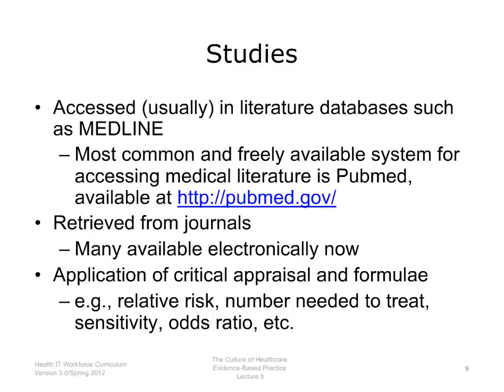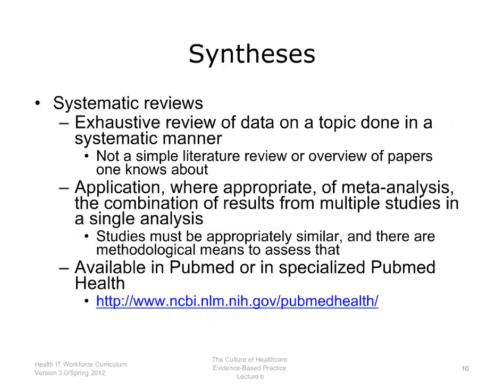Studies are retrieved from journals, after which we apply critical appraisal and the various formulae that we will go through, such as relative risk, number needed to treat, sensitivity, odds ratio, etc. The next level is syntheses, which are typically systematic reviews or sometimes evidence reports. These are exhaustive reviews of the data on a given topic and, where appropriate, involve the application of meta-analysis, which is the combination of results of multiple, similar studies into a single analysis.